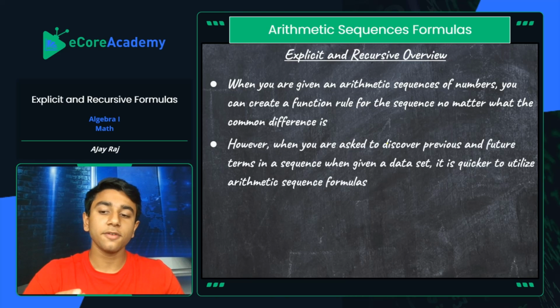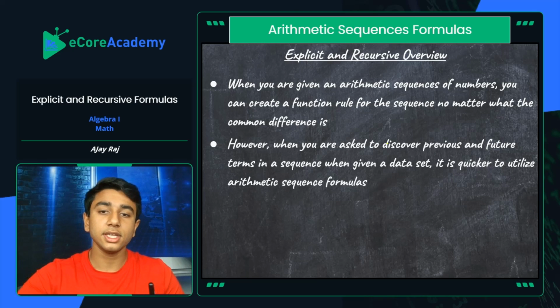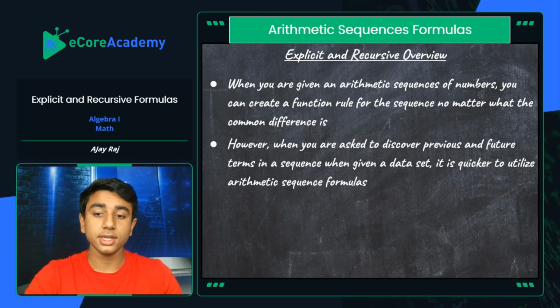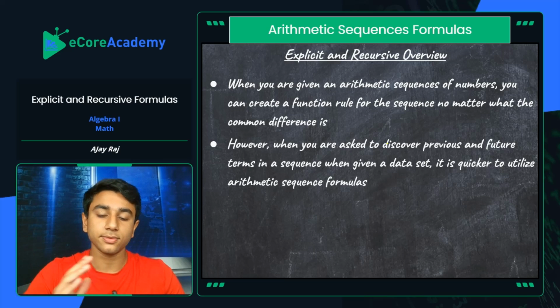However, when you're asked to discover previous and future terms in a sequence, and when you're given a data set, an actual sequence itself, you want to discover what the nth term is, like some future term that you want to discover in that sequence, because sequences go on forever. So you want to discover what the nth term of a sequence is, previous or future terms in a sequence. When given a data set, it's actually quicker to utilize arithmetic sequence formulas.